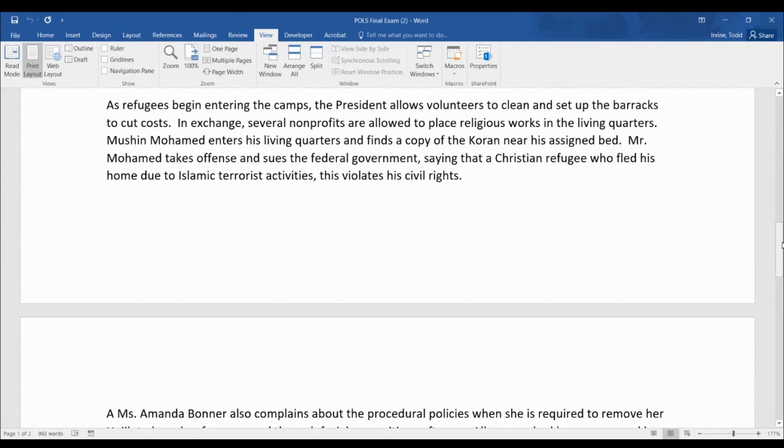Mr. Muhammad takes offense and sues the federal government, saying that as a Christian refugee who fled his home due to Islamic terrorist activities, this violates his civil rights. All right. This one should be kind of obvious what the issue is, but people do get this confused just about every semester that I've used this one. The issue is not religious freedom. Say that again, it is not about this person's rights to their religious freedom.